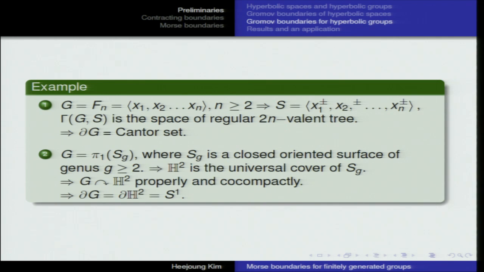Now the second example: G is the fundamental group of S_g, where S_g is a closed oriented surface of genus g. Then H2 is the universal cover of S_g. The fundamental group acts on the universal cover properly and co-compactly. So instead of finding the Cayley graph, we know that the Gromov boundary of G is homeomorphic to the Gromov boundary of H2, which is S1.